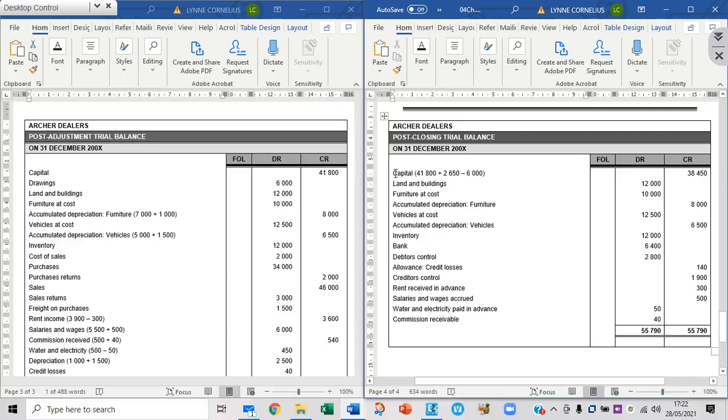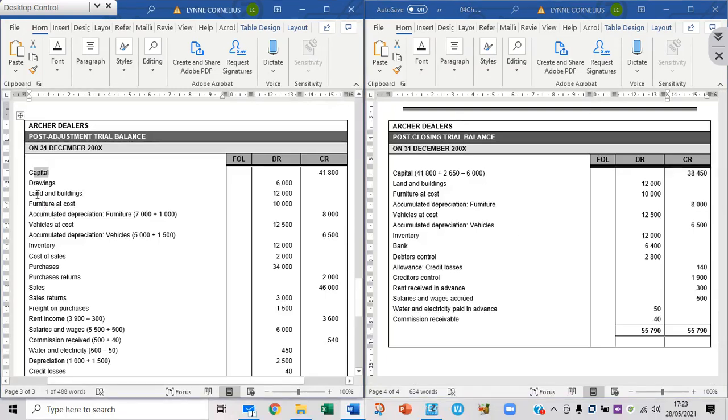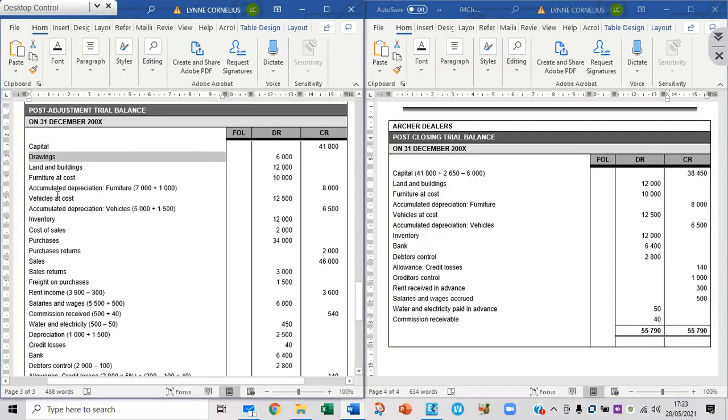If we then go and have a look at what is the capital's balance for the post-closing trial balance, we start off with the balance of 41,800 from the post-adjustment trial balance. Remember, we transferred the profit for the year to the capital account, so we increased the owner's investment in the business. But during the year, he had also taken 6,000 Rand out of the business, so that reduces his investment in the business. So deduct the 6,000 Rand. The new balance for the capital account is therefore 38,450. As I said, drawings has been closed off to capital. That is not included in the post-closing trial balance.